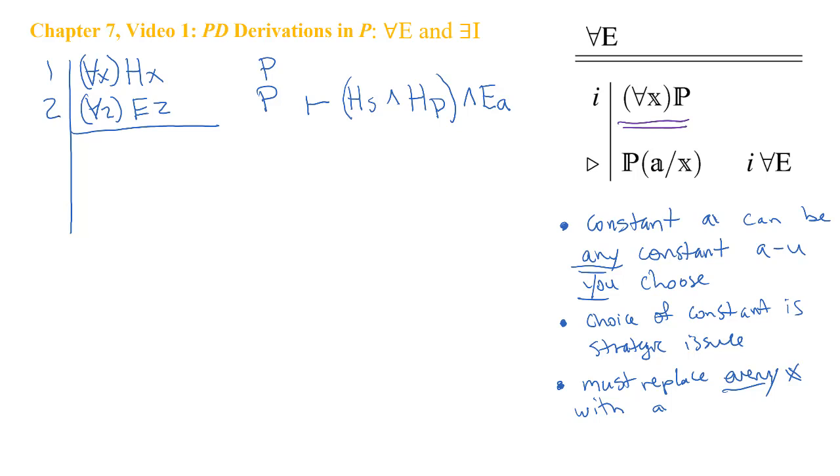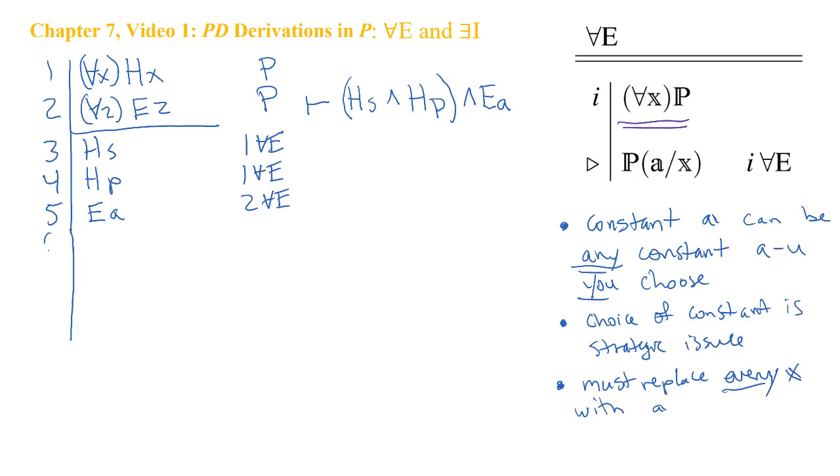This is very simple to derive using universal elimination and conjunction or wedge introduction. So let's do it. We need Hs and Hp, so we can get Hs from 1 by universal elimination. We can get Hp also from 1 by universal elimination. The fact that we used universal elimination on line 1 to get line 3 doesn't mean we cannot do it again. And then we use universal elimination on line 2 to get Aristotle is exhausted. Three very simple uses of universal elimination.